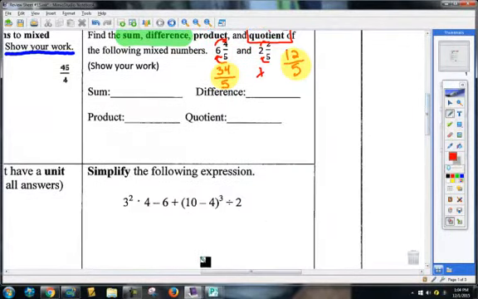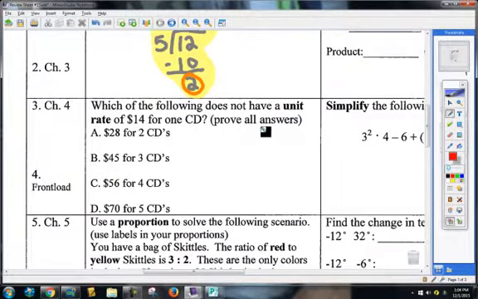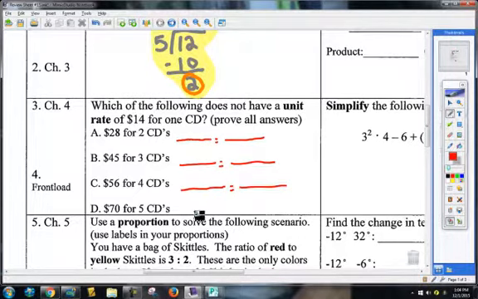Number 3. Which of the following does not have a unit rate of $14 for one CD? So here's the deal. On this one, I need to see 4 proportions on your paper. If you don't have it, it'll be wrong when we grade it. You must have 4 proportions.